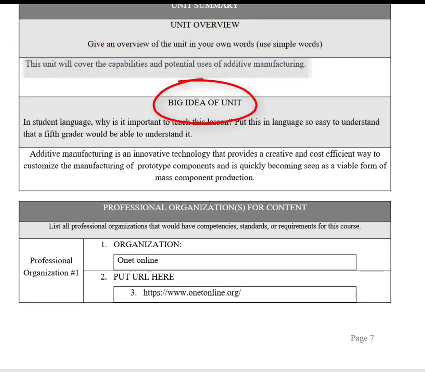Now this is the number one concept of the entire course. This is so essential: to have a good big idea to keep everything centered around. In student language, why is it important to teach this lesson? Keep this language so easy to understand that a fifth grader would be able to understand it.